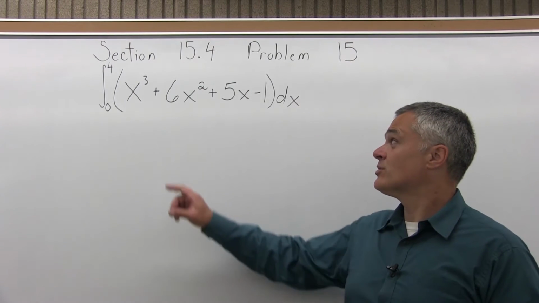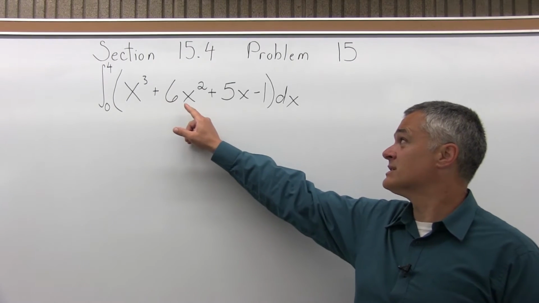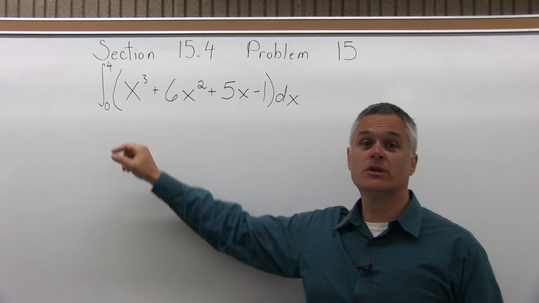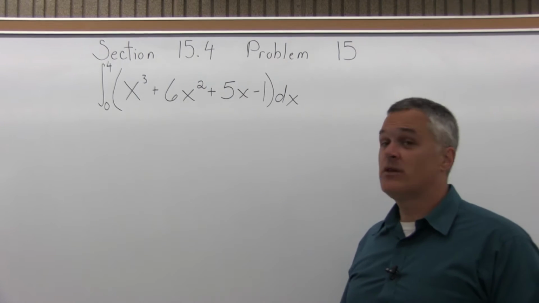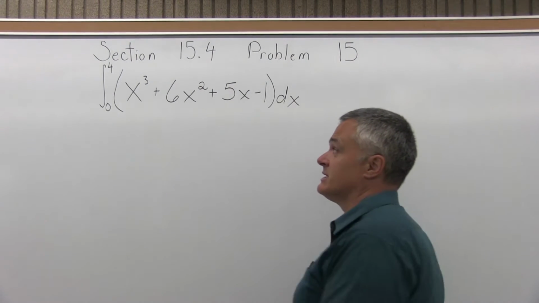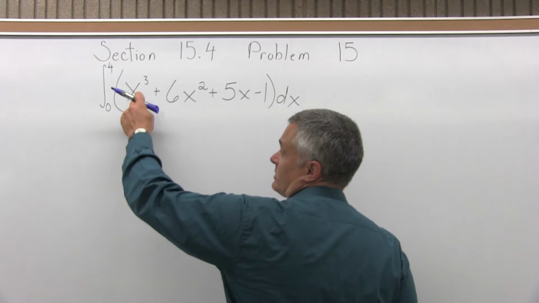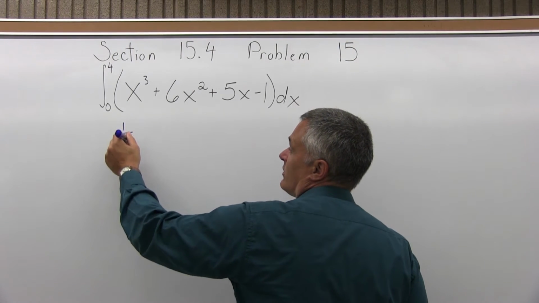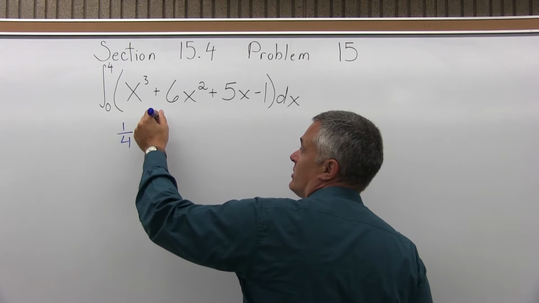We have the definite integral of x cubed plus 6x squared plus 5x minus 1 dx from 4 to 0. To solve this, the first step of a four-step process is to actually solve the integral. So this x to the third power has an integral of 1 over 4 x to the fourth power.